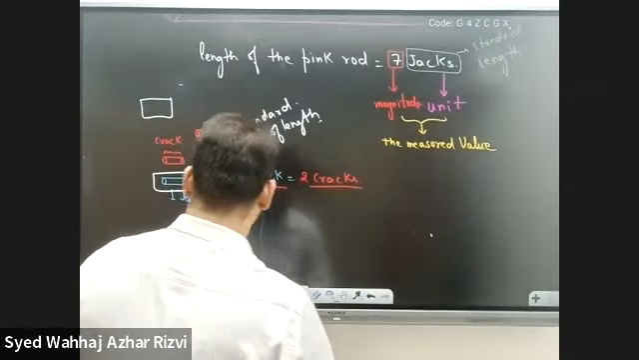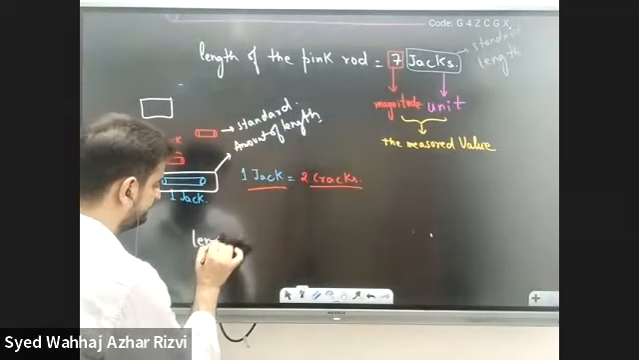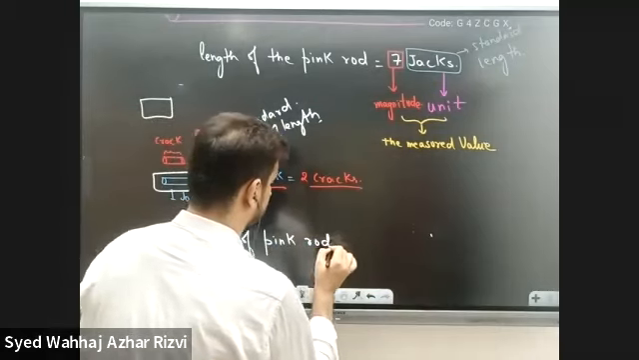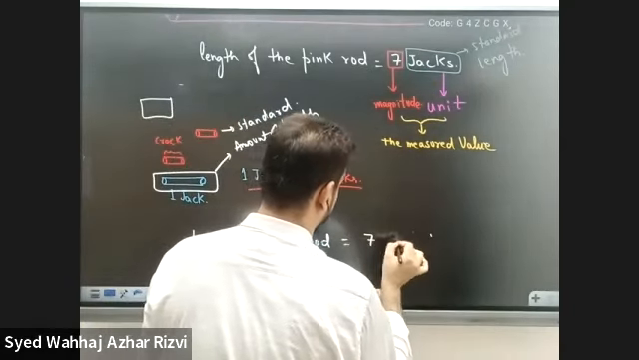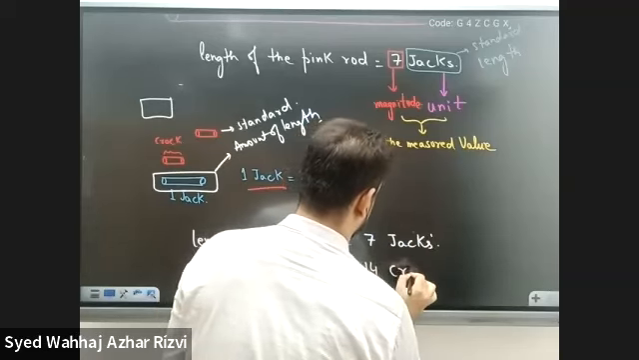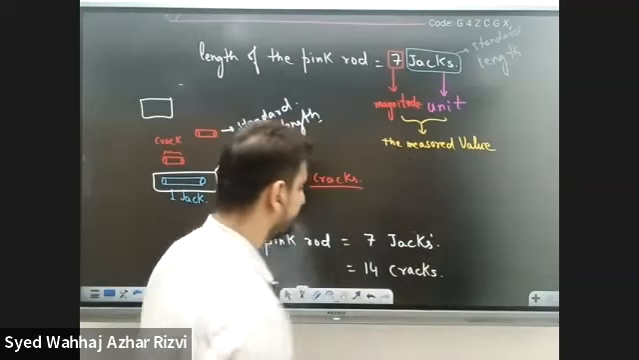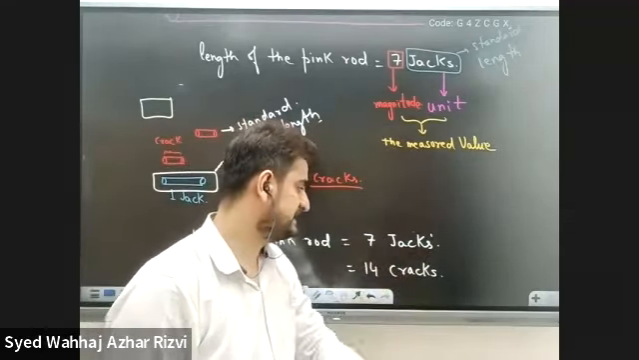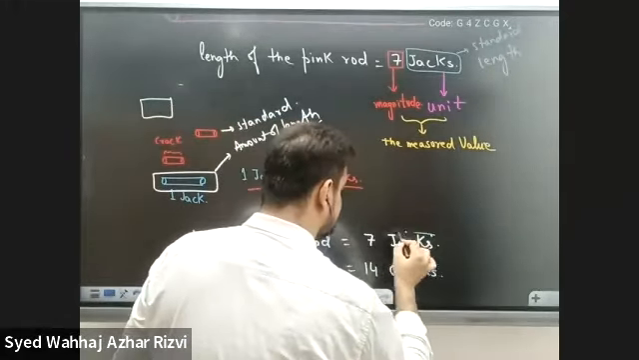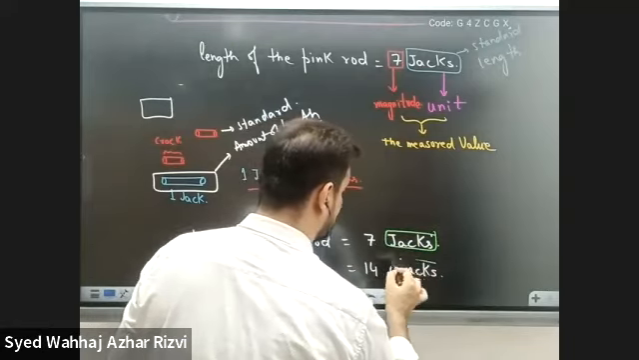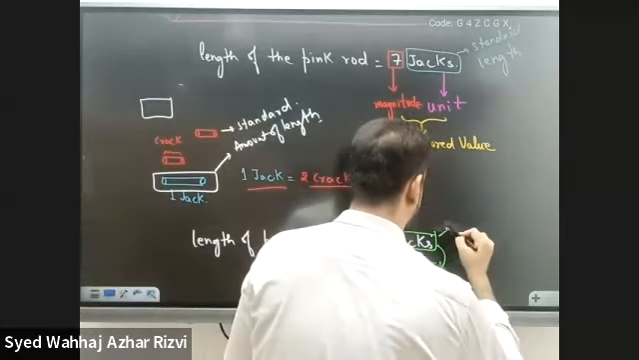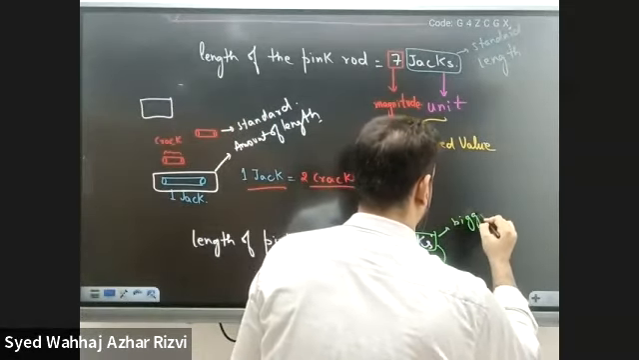Got it? So we can write length of pink rod equals 7 jacks or 14 cracks. Got it? Either it is 7 jacks or 14 cracks. Now it is the same length, but what we are doing is changing the unit. Earlier it was jack and now it is crack. So which one is the bigger unit? This is the bigger unit.